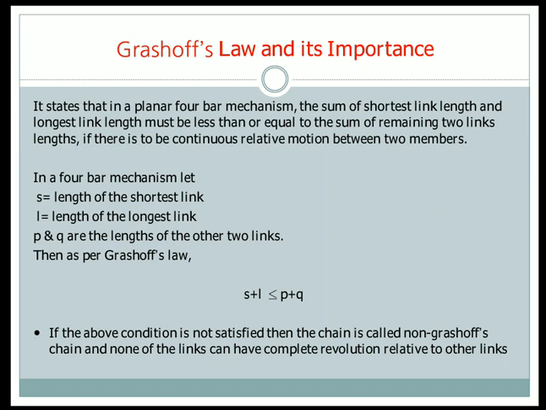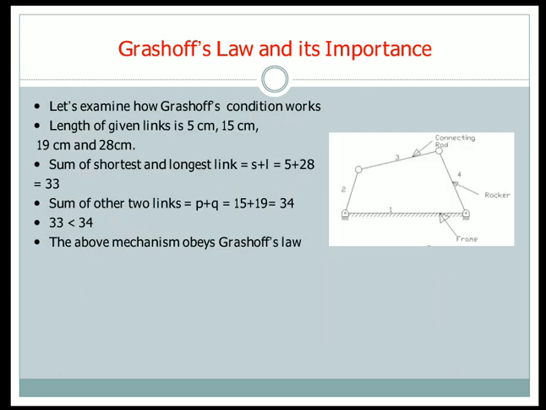So if the above condition is not satisfied, then the chain is called non-Grashoff's chain and none of the links can have complete revolution relative to other links. That is, the links cannot revolve the complete circle. They can only make some intermittent motion if they are not satisfying Grashoff's law. If they are satisfying Grashoff's law, then the links can rotate for complete circle or they can rotate up to 360 degree.